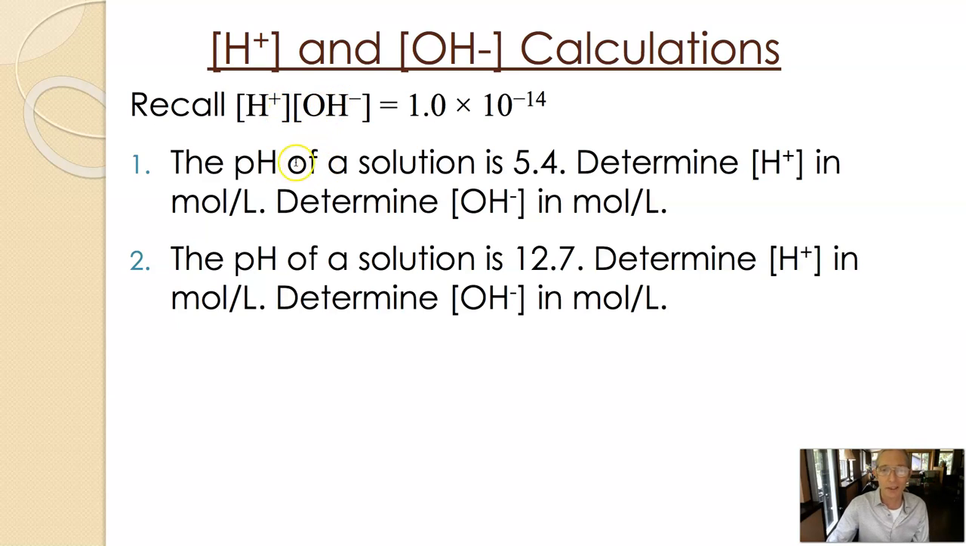So let's look at this first one. The pH of a solution is 5.4. Determine the hydrogen ion concentration in mole per liter, and determine the hydroxide ion in mole per liter. Now, we know it's going to be acidic, because this is less than 7, which means the hydrogen ion concentration is going to be greater than the hydroxide ion concentration. So let's take a look at that solution.